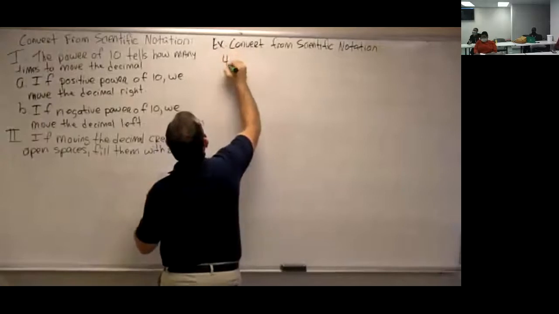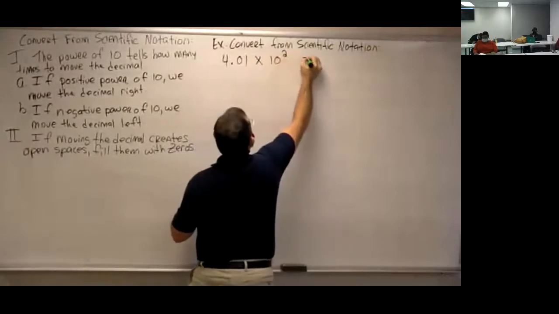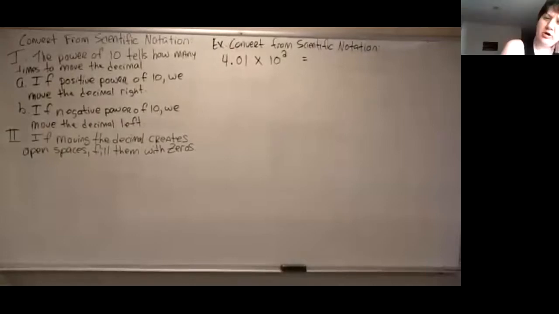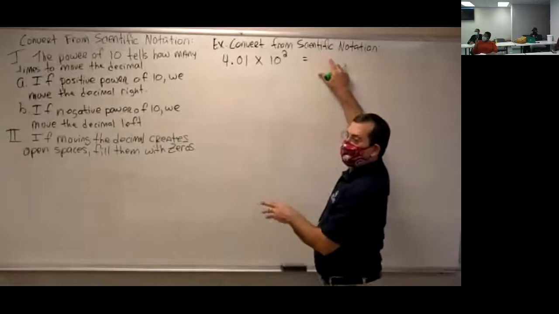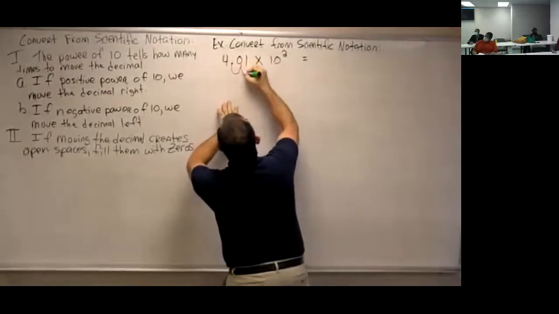All right, y'all, my first one, I got 4.01 times 10 to the second. Any guesses on that? It's 401. Since we're just converting the number out of scientific notation, I'm looking at that 2 sitting there. That's telling me to take this decimal and move it right twice.